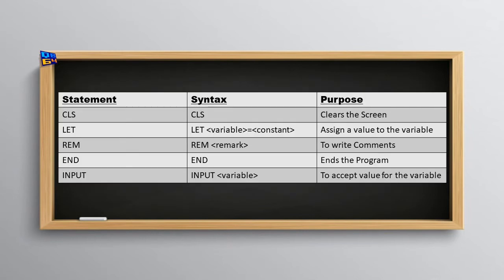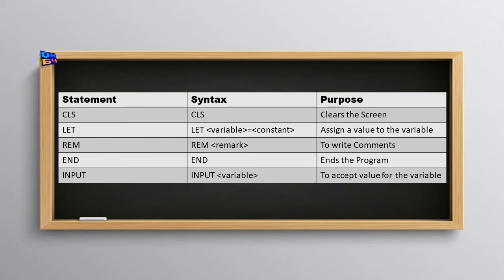Here some statements are there. The first one is CLS. CLS clears the screen whenever you run the program. It clears the screen and shows the result. The LET command is used to assign a value to the variable. The REM command is used to write the remarks. That means the text after REM is taken as comments. END ends the program. The INPUT statement is used to accept a value for the variable through the keyboard.